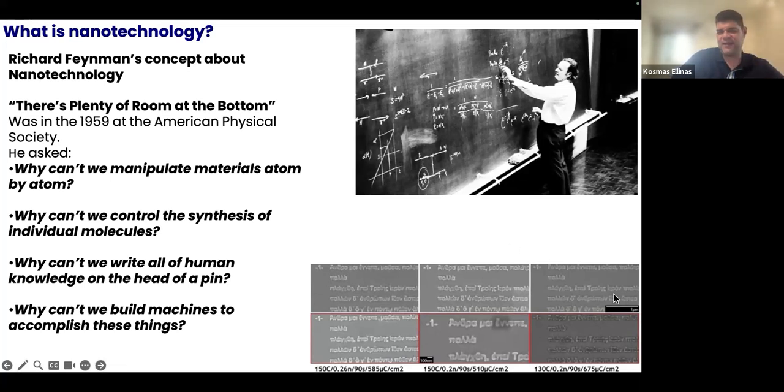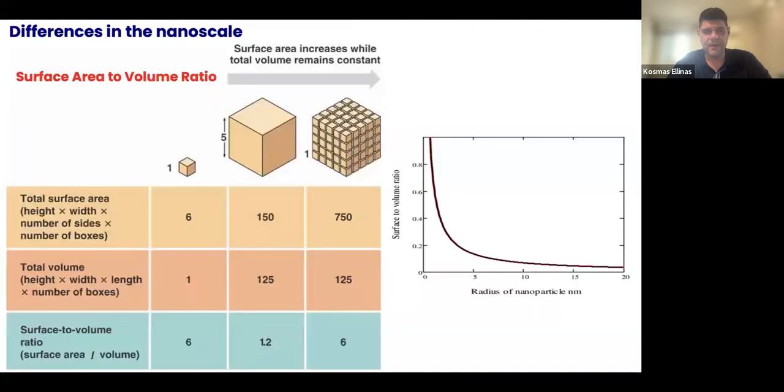Just as a teaser, I have here the Odyssey written on a silicon surface, and it is read using a scanning electron microscope, and so we can fit the entire Odyssey of Homer in a very small chip, in a very small area, like the idea of Feynman of why can't we write the human knowledge on the head of a pin? So we can do it. But why?